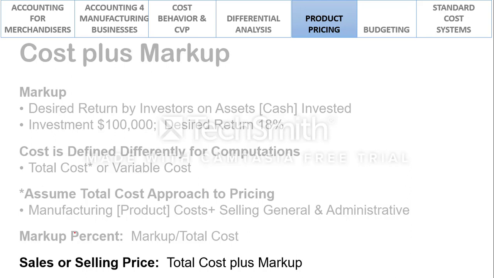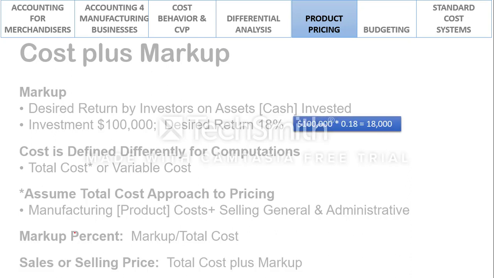So let's look at this. My desired return or markup would be $18,000. That's 18% times $100,000. My total cost, which is direct material, direct labor, factory overhead, selling, general, and administrative expenses, let's assume it's $80,000. So what would be the markup percentage? It's going to be 18,000 divided by 80,000, which is 22.5%.